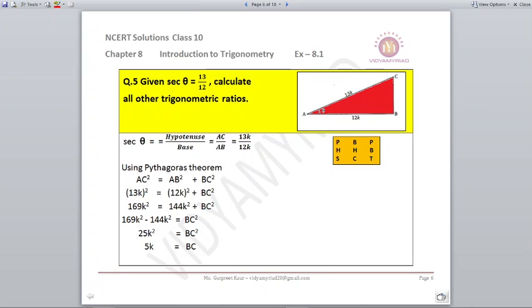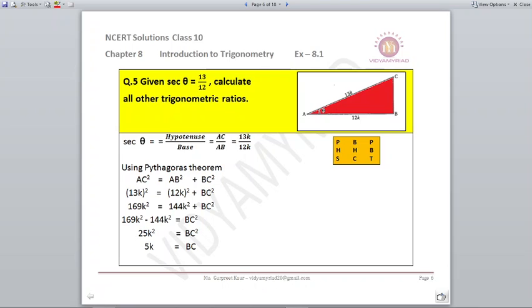Next, given secant theta is equal to 13 upon 12, calculate all other trigonometric ratios. Now secant is given to us. Let us assume the angle at A is theta, and it is given 13 upon 12. So the formula for secant is hypotenuse upon base, that is the opposite of cos. And cos is B upon H. So secant is H upon B. Remember that, which is equal to 13K upon 12K.